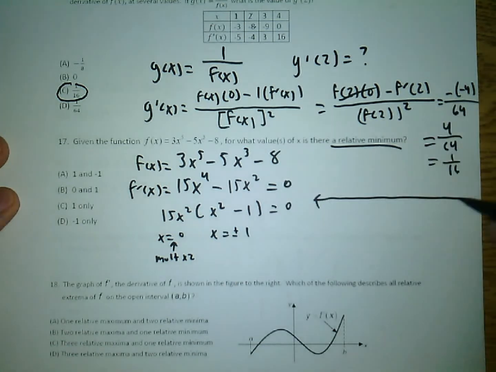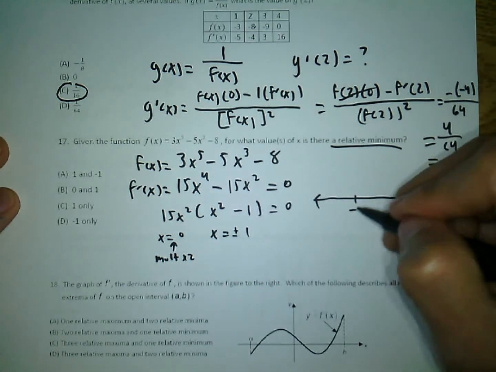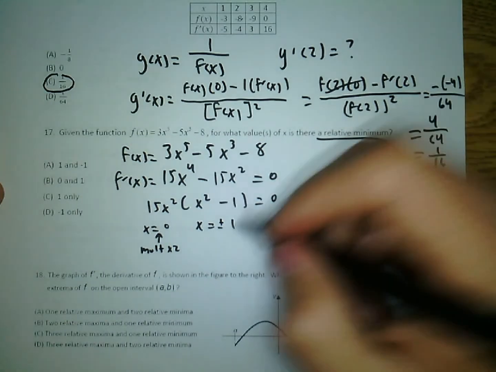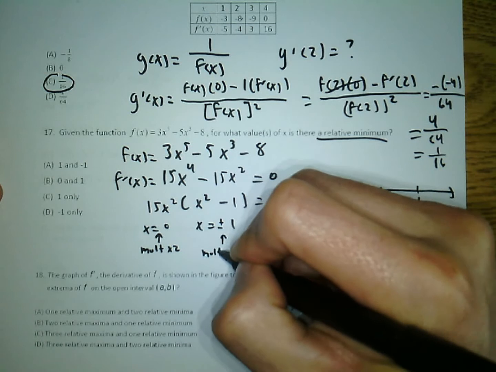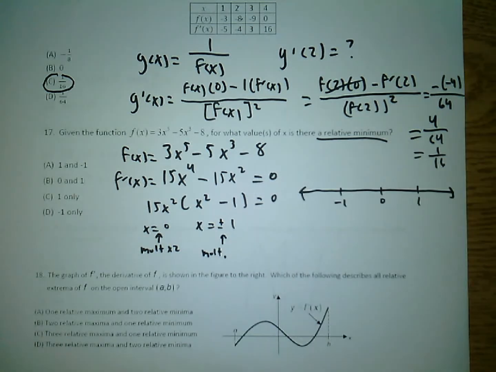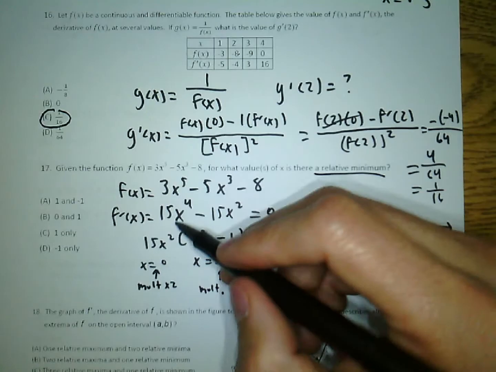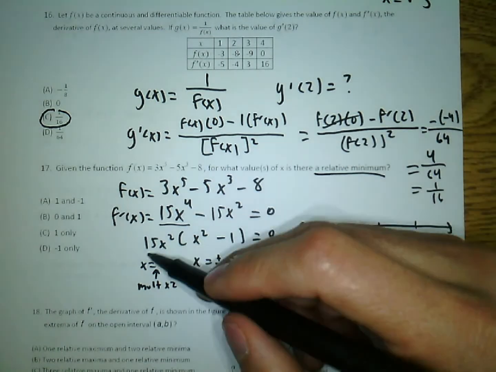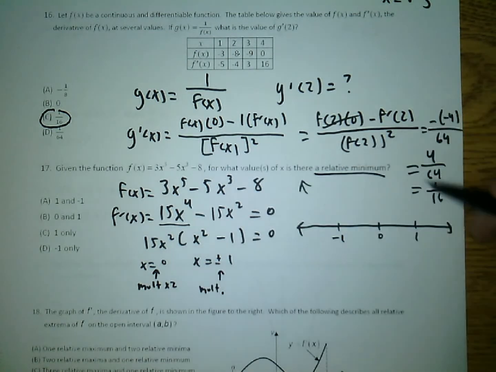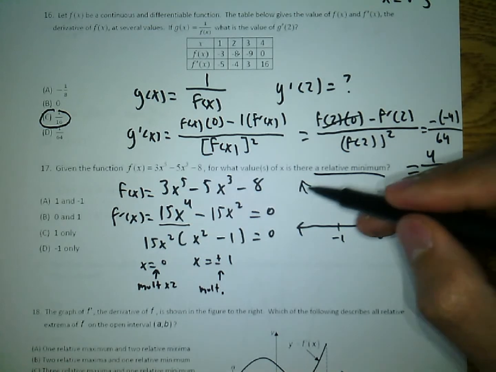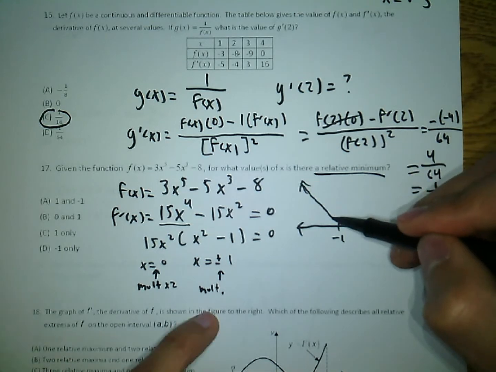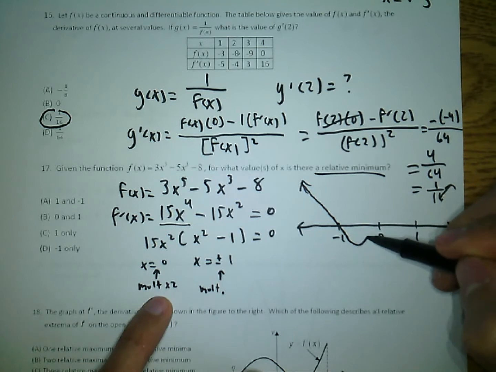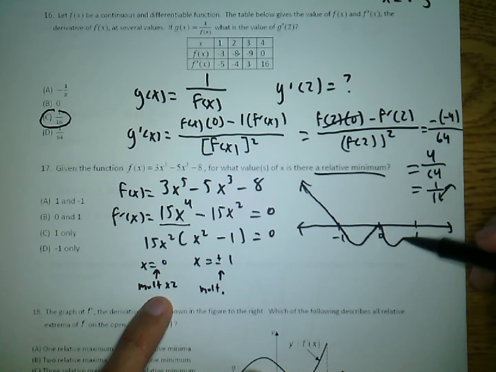So what I'm going to do is I'm going to make a number line here. So I've got negative 1, I got 0, and I have 1. Each one of these has a multiplicity of 1. So here's what it means. If I were to graph this, this is a quartic with this positive leading coefficient. So what I do know is that the end behavior is going to go like that. And when I get to 1, if the multiplicity is 1, I got to cross. And then when I get to 0, the multiplicity is even, so I've got to bounce.